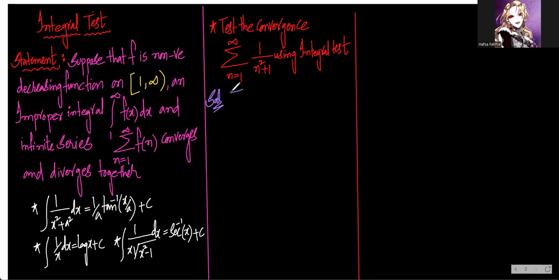Now look at that solution. Summation n equals 1 to infinity 1 by n square plus 1. I can compare with the standard form, that is summation n equals 1 to infinity. I would like to compare with f of n. So can you tell me what is our f of n now?